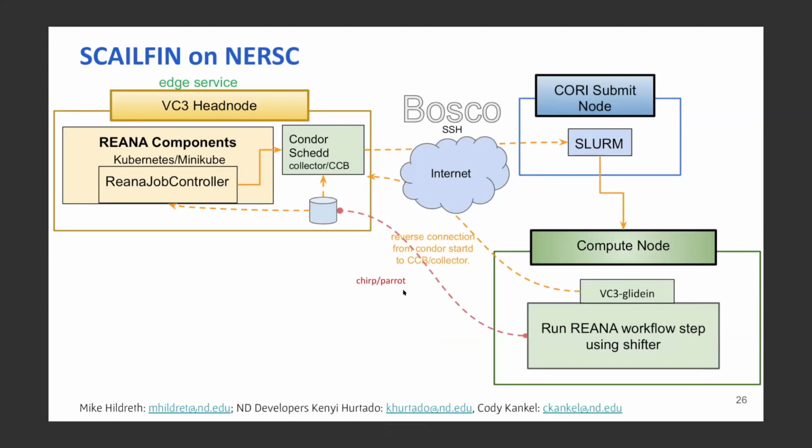Now this slide is very similar. This is what we do for NERSC. In NERSC, this is handled through Slurm. There is no mom node here, so things are directly going from the submit node into the compute node. And again, this approach is using Shifter as the container technology. And yeah, Bosco here is just using SSH.